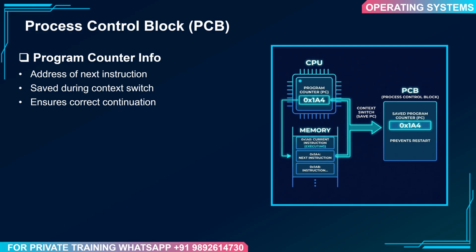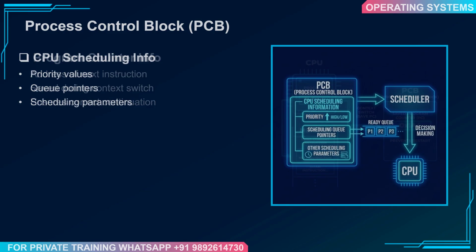Without this, the process would not know which instruction to execute next and would have to start all over again, which is clearly unacceptable. The PCB also stores CPU scheduling information. This includes things like priority, scheduling queue pointers, and other scheduling parameters. Remember from the scheduling overview that different algorithms decide which process runs next. The scheduler uses the information stored here to make fair and efficient decisions.